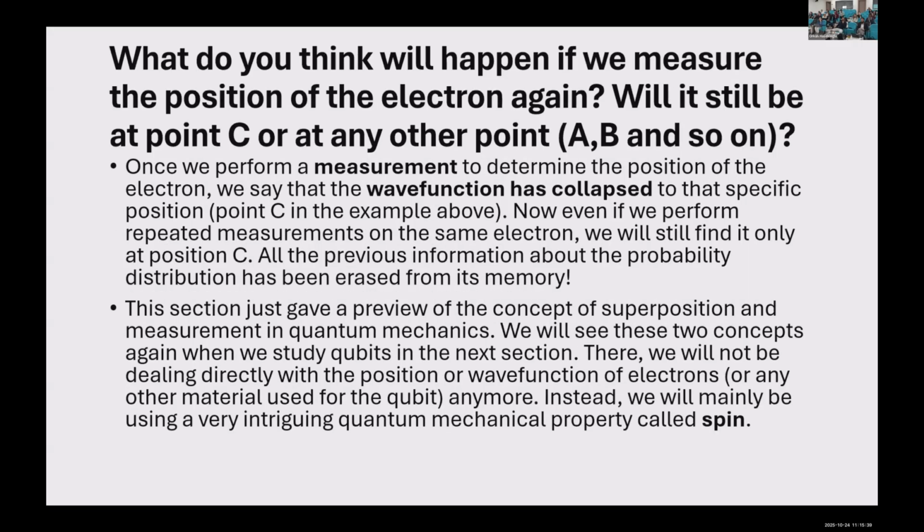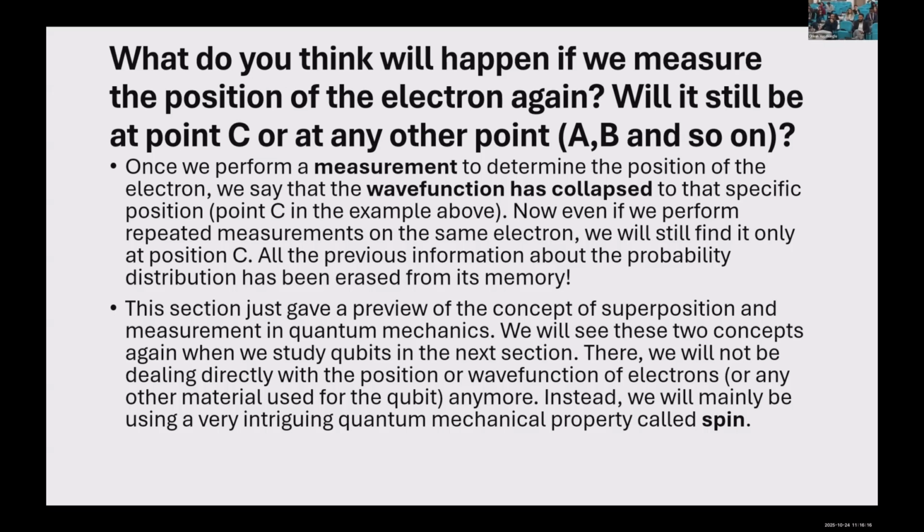So, what do you think will happen if we measure the position of the electron again? Will it still be at point C or at any other point, A, B, and so on? That was the question. Once we perform a measurement to determine the position of the electron, we say that the wave function has collapsed to that specific position, in this case, point C. Now, even if we perform repeated measurements on the same electron, we will still find it only at position C. All the previous information about the probability distribution has been erased from its memory.